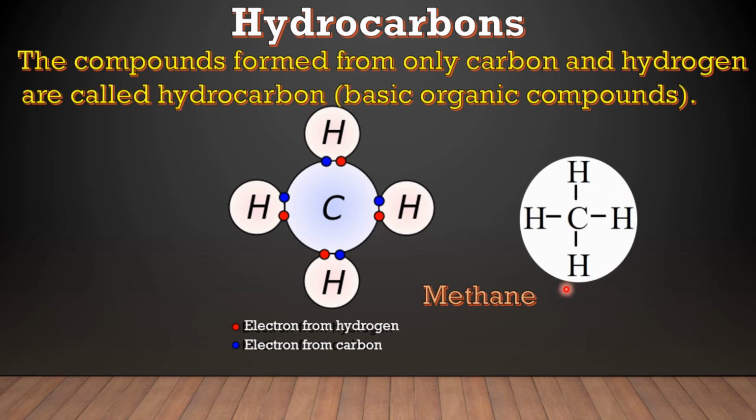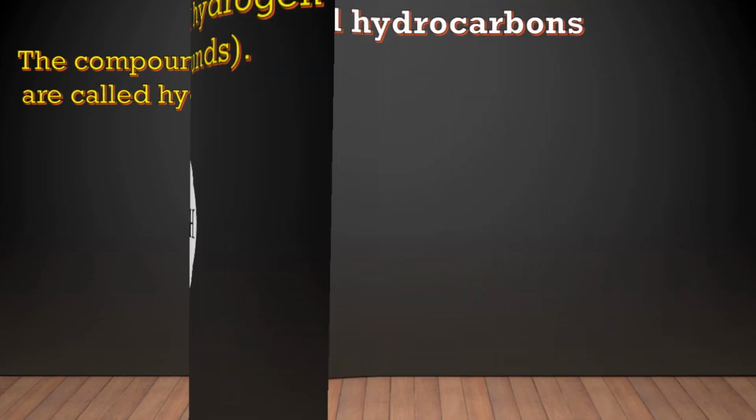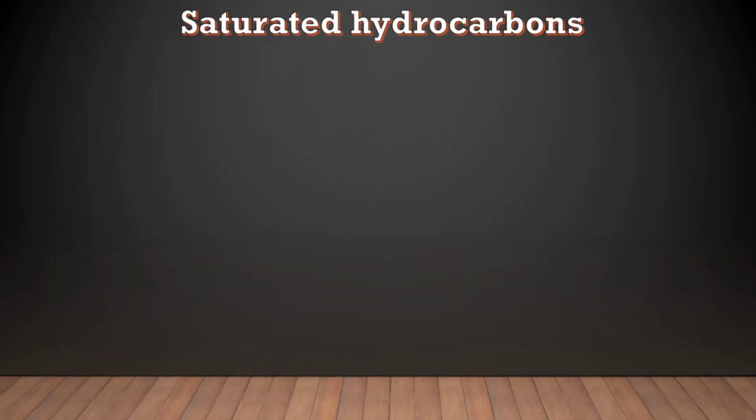A carbon atom exhibits a characteristic property. It can form a chain of carbon atoms by forming covalent bonds with other carbon atoms. The hydrocarbons having only single bonds between carbon atoms are called saturated hydrocarbons.